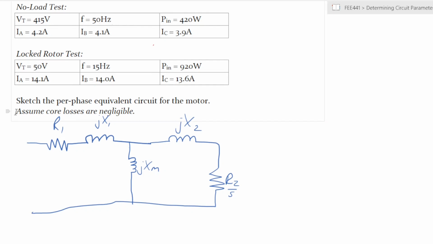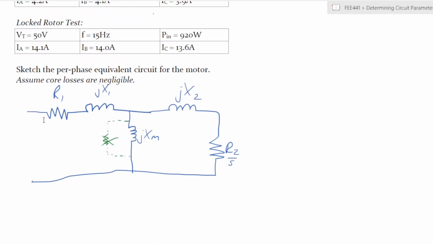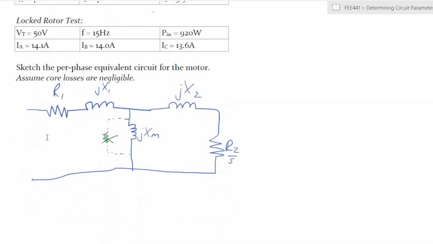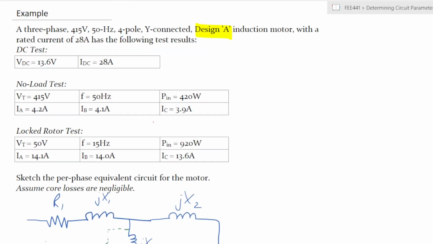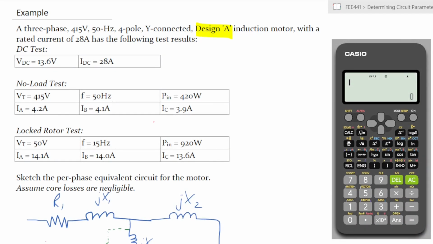Now we are told that core losses are negligible, which is why I have indicated that RC, the wing that would have been here, has been disregarded, right? So we will not be taking that into account. But we do need to calculate R1, X1, X2, R2 over S, and so on and so forth. So let's take each of the tests and see what we can come up with from the different tests. So let's bring back the calculator and get started.